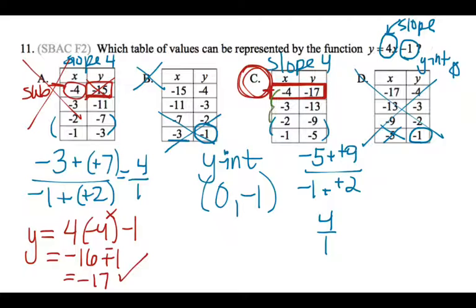Another option you had here was to look at the pattern. See how these x values are going up by 1? My next number in the pattern would be 0. Take a look at the pattern here. The next number in my pattern would be -1. That's my y-intercept. That would have been another option of how to find the right answer.